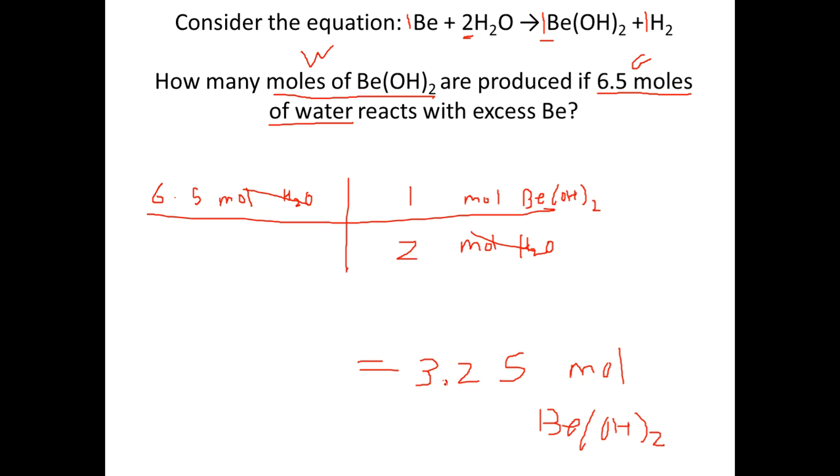So you see, this was a pretty easy one. All it took was one step here, just going from moles of A to moles of B. All right, given what I want to find, and then we have to make sure that everything is balanced on top. All right, so there's a simple one. Good one to start with.